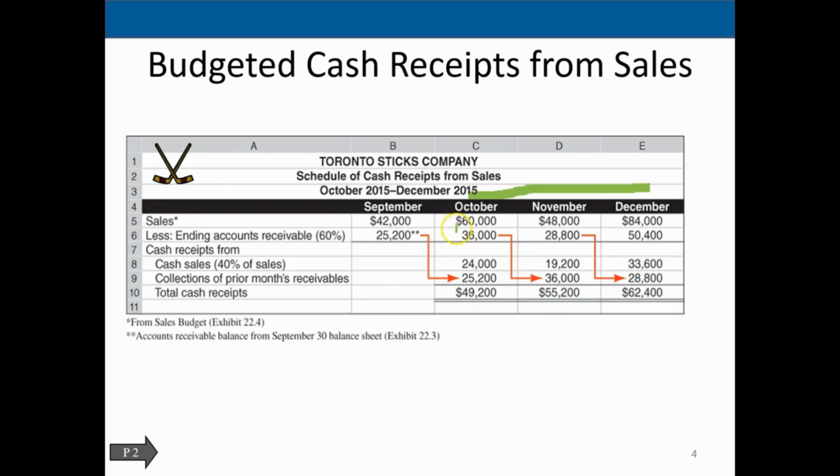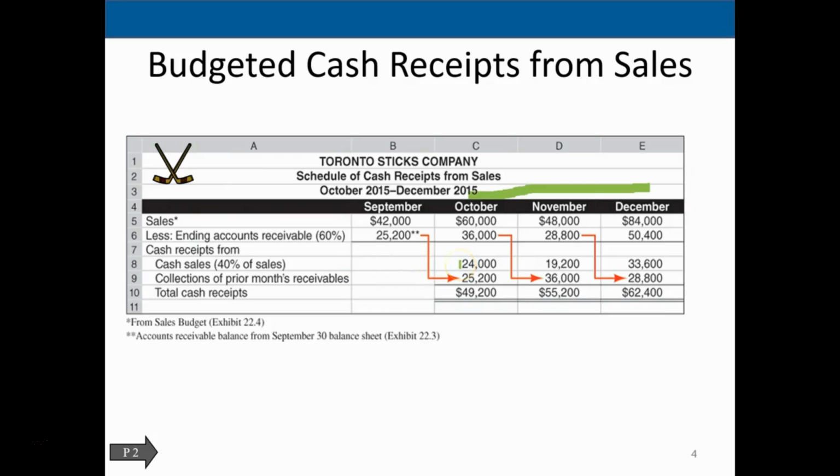So if we think about the first month within the quarter being October, the sales are going to be 60,000 less the ending accounts receivable, which is 60% of the 60,000, or 36,000, meaning we're left with the cash receipts from the sales that we made in the month of October of 24,000, or 40% of sales.